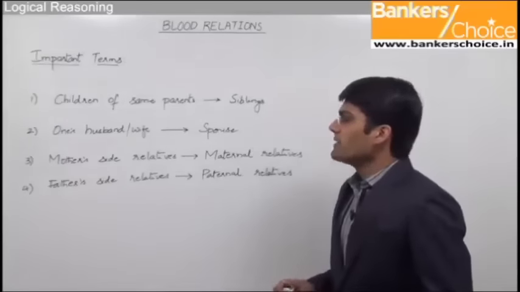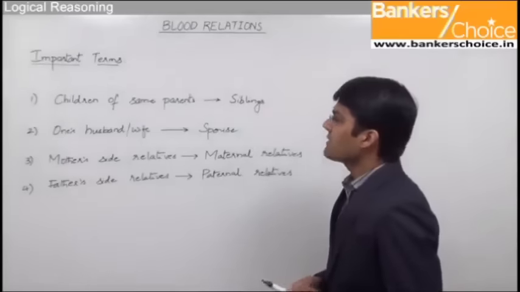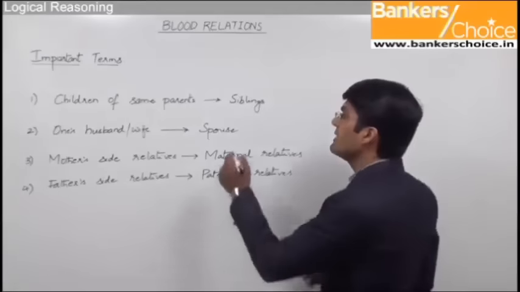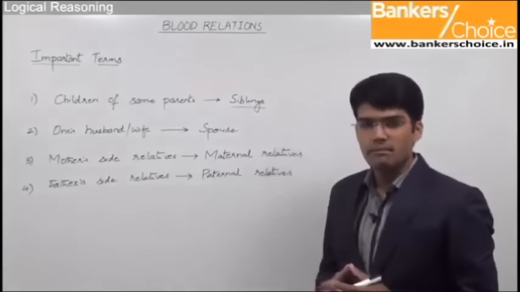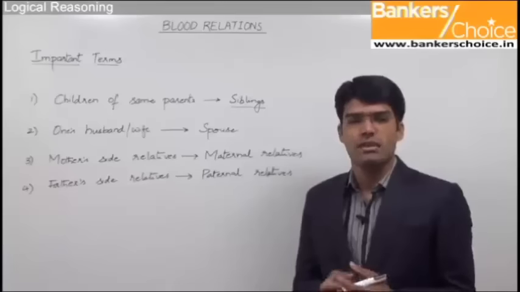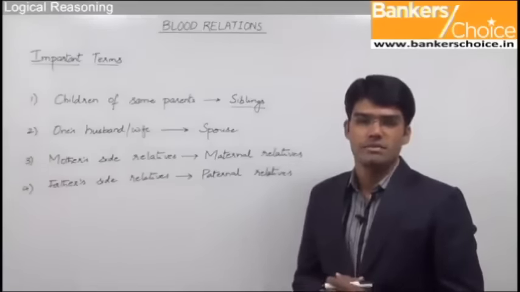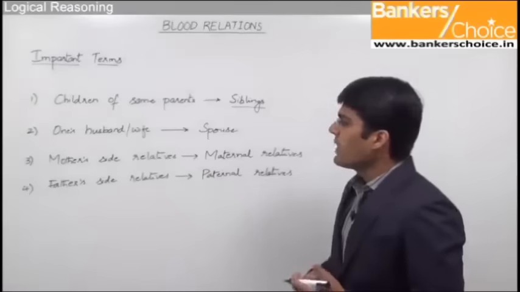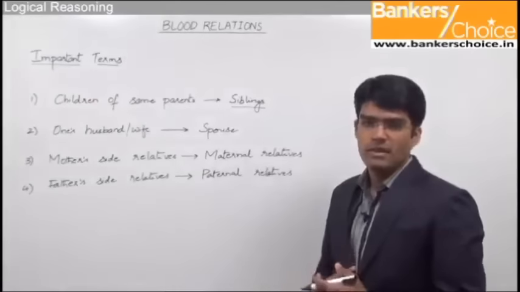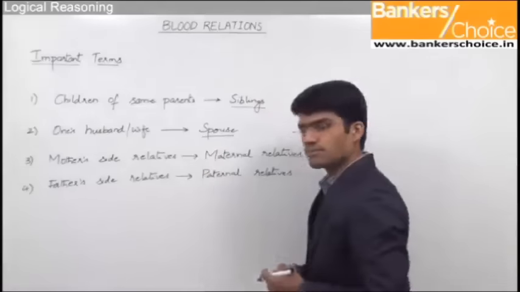The first point here which we need to understand is children of same parents are called siblings. For example, if a couple has got 3 children, or let's say 2 children, the 2 or 3 children there are called siblings together. The second point is one's husband or wife is called spouse.